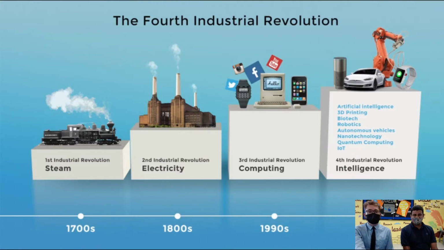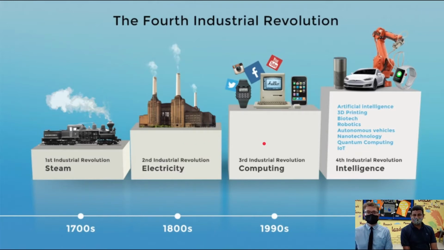The next step, in the 1800s, they used steam to produce electricity. A lot of companies started burning coal and producing electricity using that. Because of that, they were able to build machines and assembly lines.